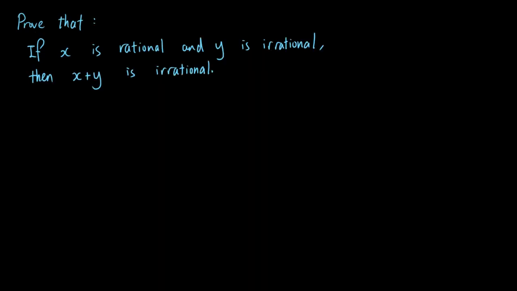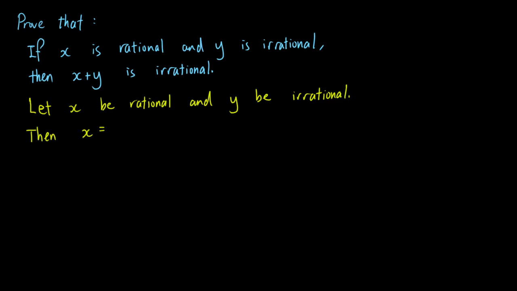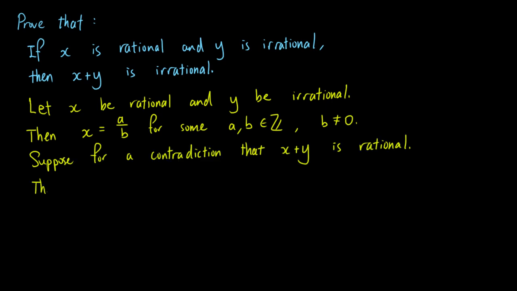Let's consider another example. We want to prove that if x is rational and y is irrational, then x plus y is irrational. So we assume that x is rational and y is irrational. Then x equals a over b for some integers a and b, where b is non-zero. Assume for a contradiction that x plus y is rational. Then we can write x plus y as m over n, where m and n are integers and n is non-zero.